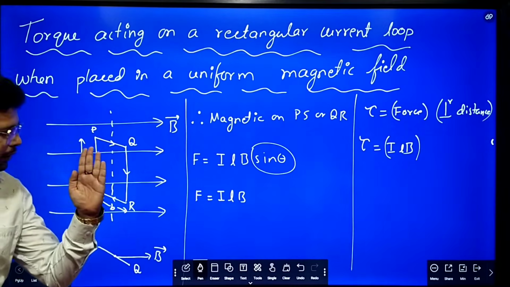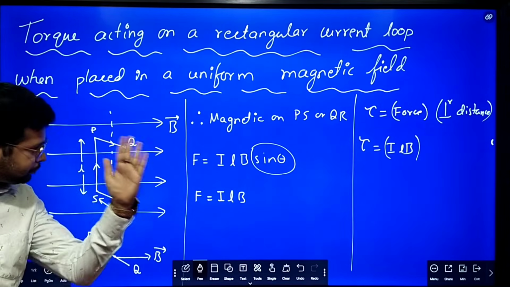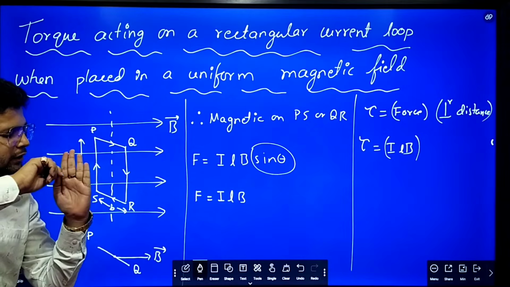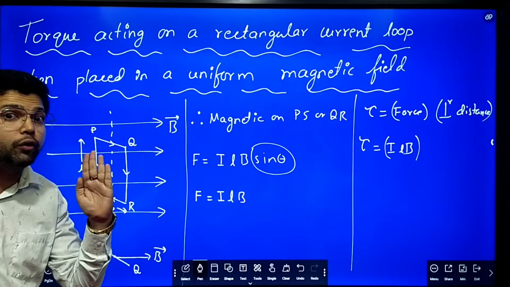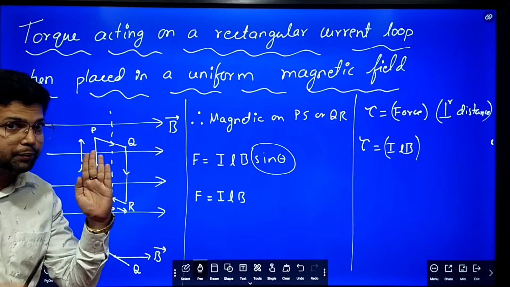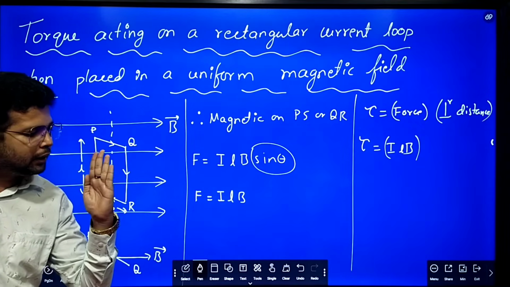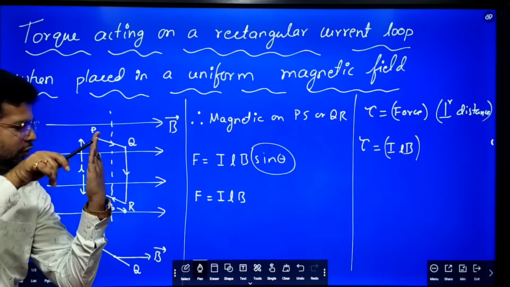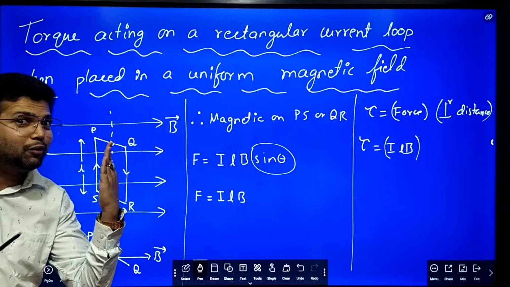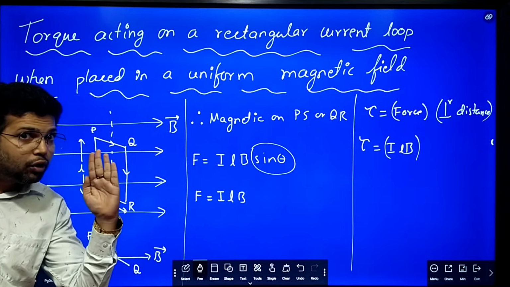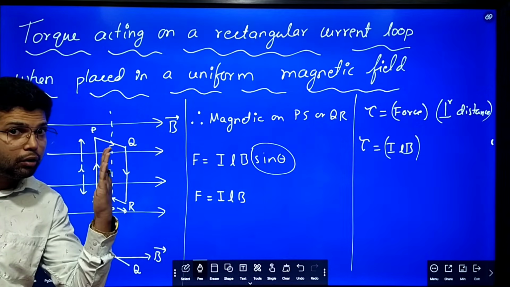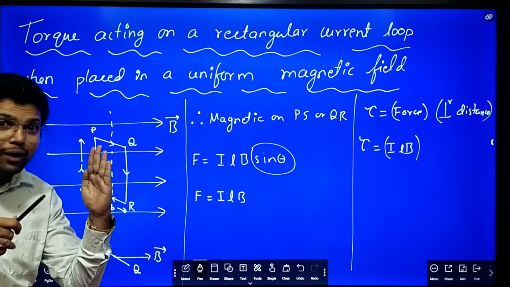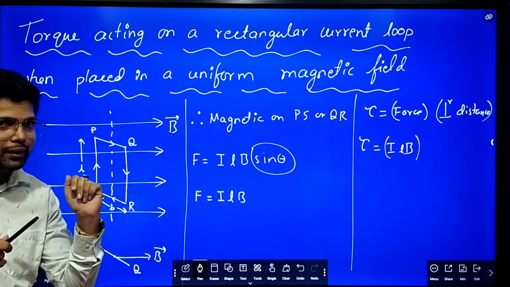Now you see, if the rectangular loop is like this, then one force is in this direction, the other force is in this direction, and torque will be maximum because the perpendicular distance between the lines of action of the forces is maximum. In this orientation, force on PS will be inwards, force on QR will be outwards. Those two forces are equal and opposite, so they get cancelled. So the magnetic force on the coil, on PS and QR, or the torque, depends on the orientation.